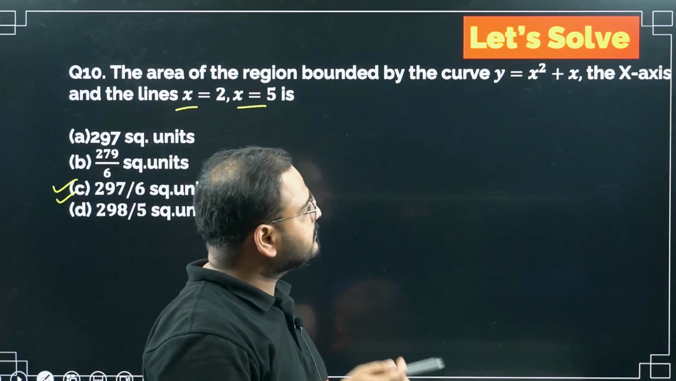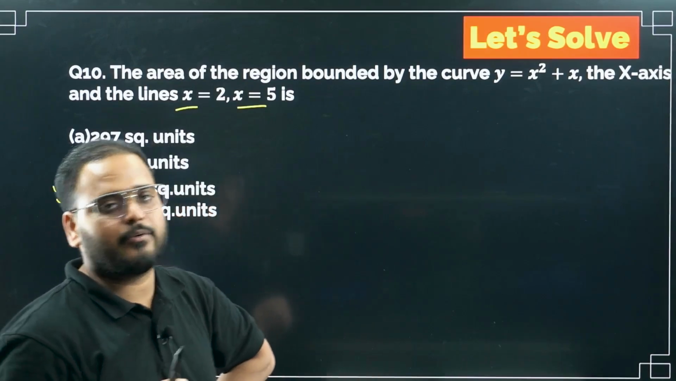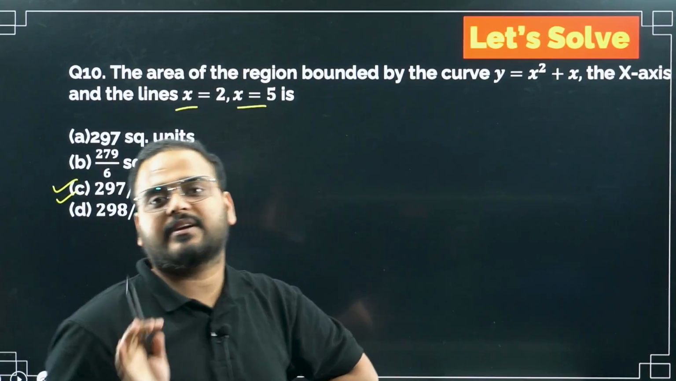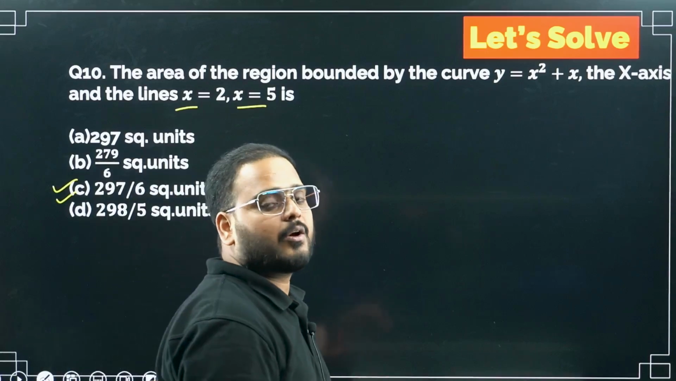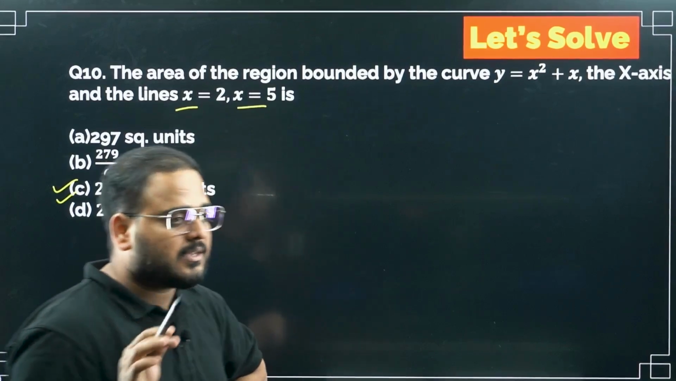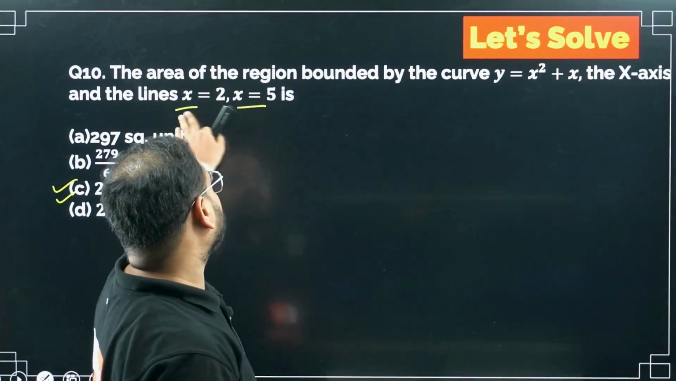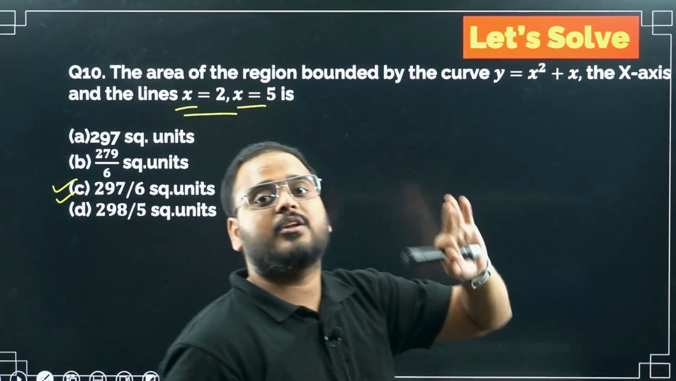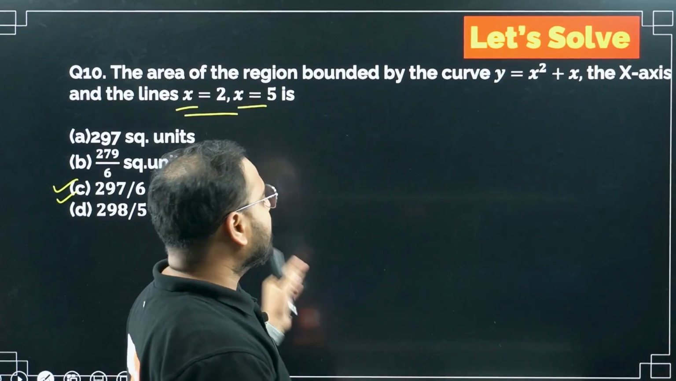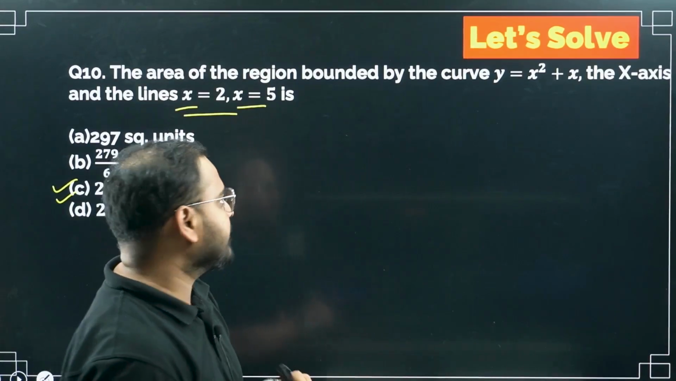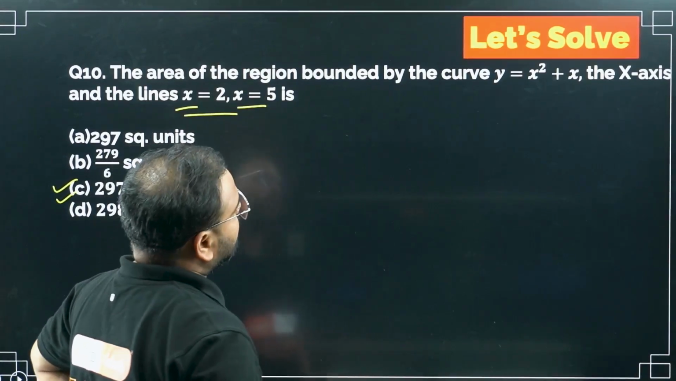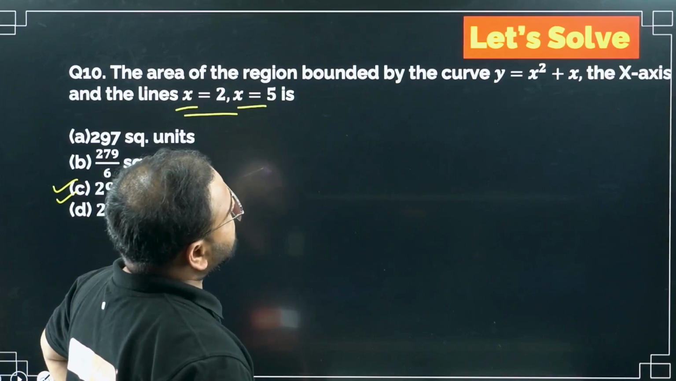If you do it directly, you're going to get the answer right. You don't have to draw the graph. But why am I drawing the graph right now for this question? Because if they change the boundary condition from 2 to 5 to some other value, then you'll make a big mistake and lose marks over here. Okay, so let's see, x square plus x.